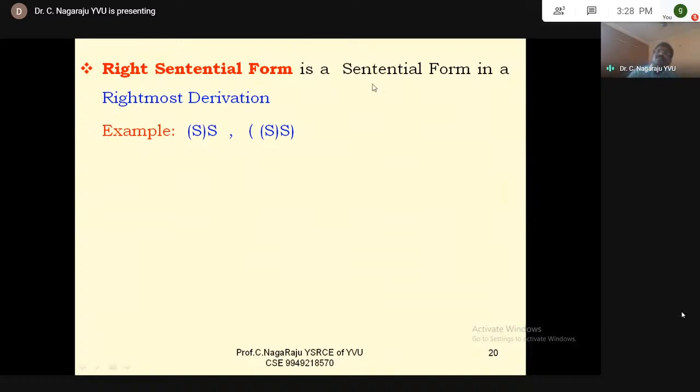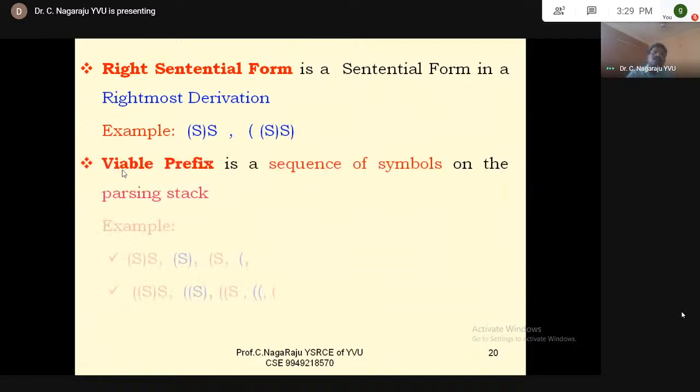A right sentential form is a sentential form in a rightmost derivation. Suppose when you are taking the rightmost derivation, we can consider the values like this. Only these are the sentences. A viable prefix is a sequence of symbols. Viable prefix is also very, very important. A viable prefix is a sequence of symbols on the parsing stack.